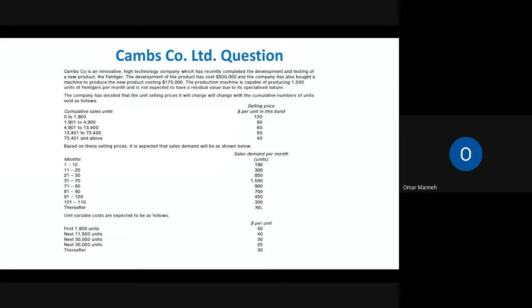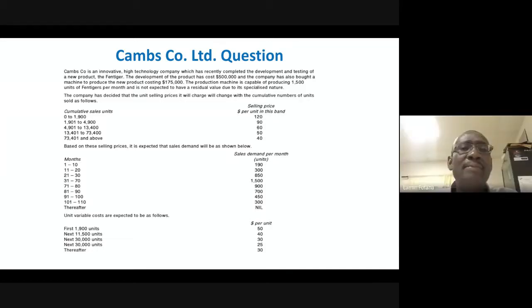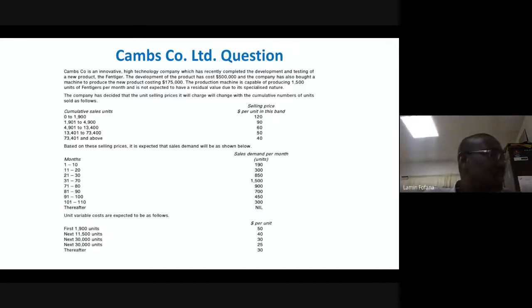No, the machine to produce the new product. Okay, they have to acquire a machine, of course, during this development stage, which is costing 175,000. Okay, so like I said, first thing, draw your chart and label all the stages.